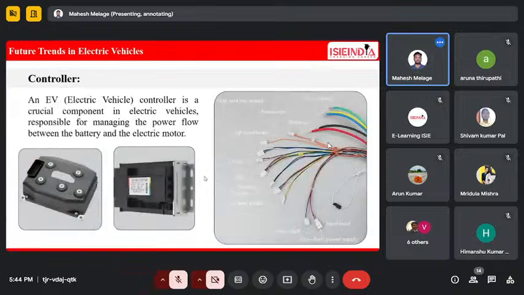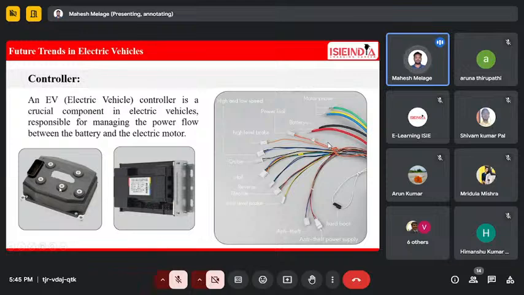Next is the controller. Previously, we discussed some basics of the controller. The controller is nothing but the component that controls the vehicle, meaning it can control the speed of the motor. It can control the battery parameters also. Okay, it can receive various signals from the Hall effect sensor, throttle sensor, reverse and forward. These are the connections. You can see in the right side picture. These are the wires used in a controller.